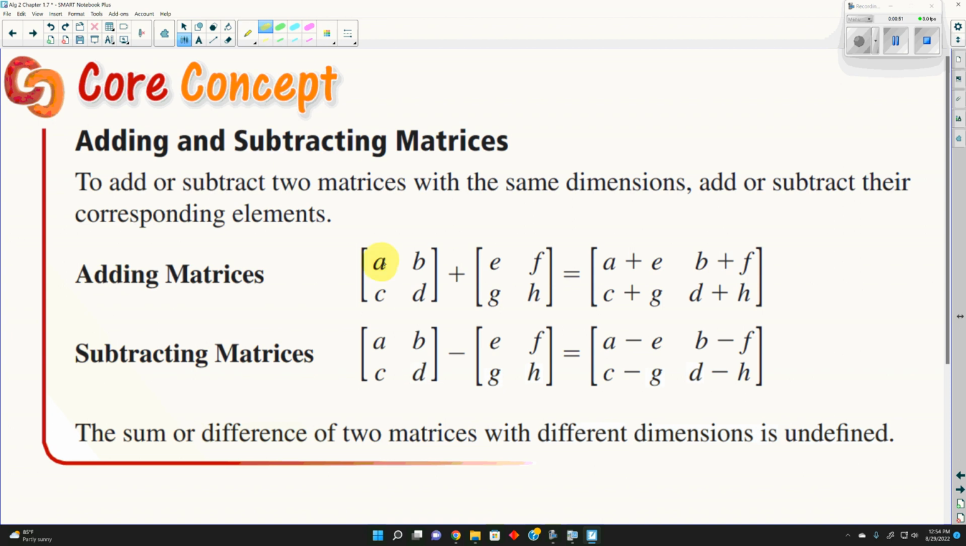So if we look at, let's get a highlighter. So here, if we add these two here, A and E are in the same location, yes? So we add them together. B is in the top right, F is in the top right, so we add those together. Same thing is true with C and G, or D and H. No matter what the dimensions are, where they match up, we add them together or subtract them. And that's it. The same thing is true with subtraction. Questions on this here?